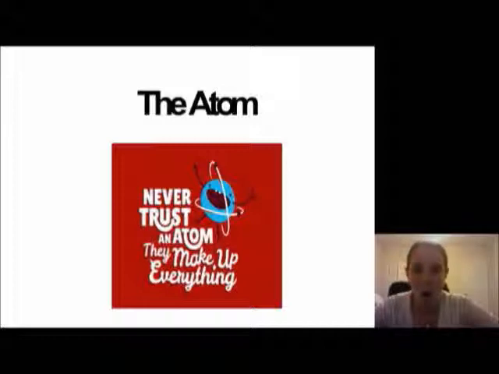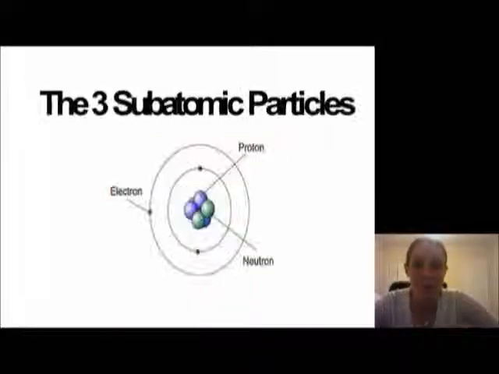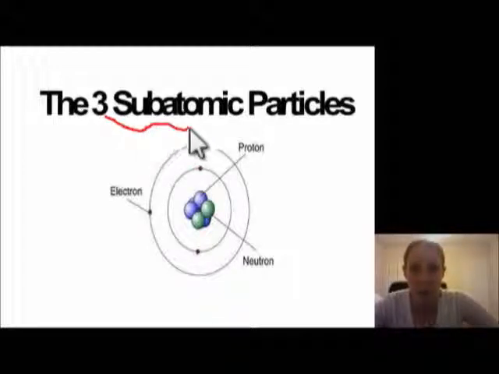Atoms make up all matter in the universe. They're the basic unit of matter. And today we're going to talk about what makes up an atom. So it turns out that atoms are made up of three subatomic particles or parts. The first part of an atom is a proton.